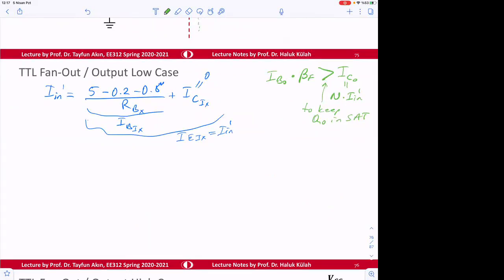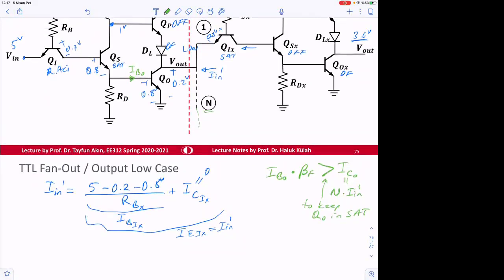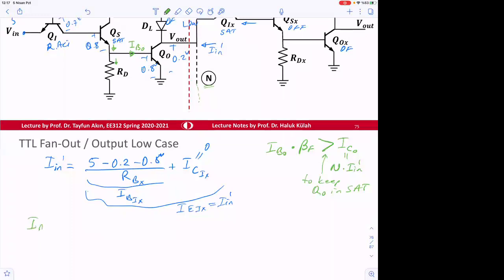So here IBO needs to be calculated. And how can we calculate IBO? IBO is this current minus this current. Okay, so IBO is I emitter of splitter minus 0.8 volt divided by RD, because this is IRD.